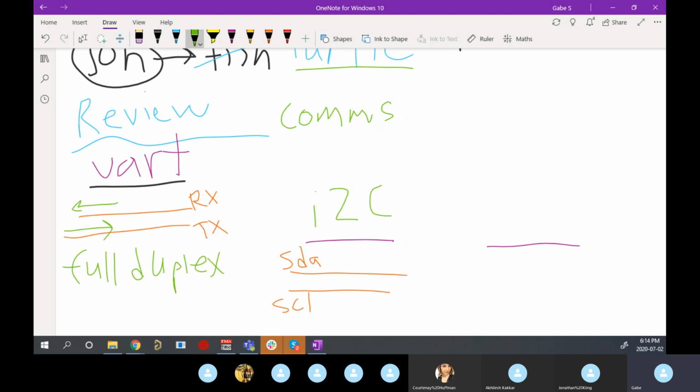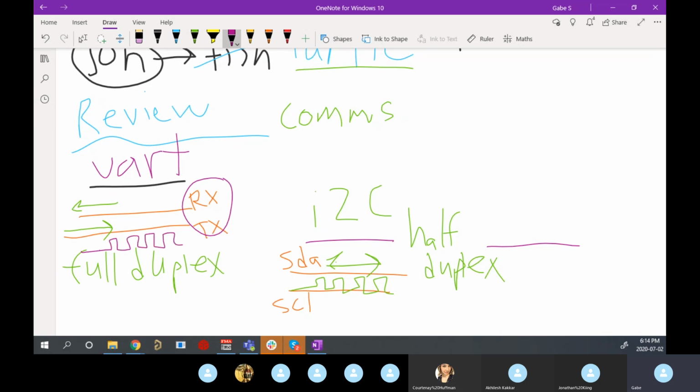I squared C is half duplex. And that's because you only have one pipe. You have one tunnel to send data back and forth, right? It goes on the serial data line, and the clock will toggle, and it provides a reference for how fast you should be communicating. UART had no clock, right? We only had the data lines. We didn't have a toggling clock line that comes along with us.